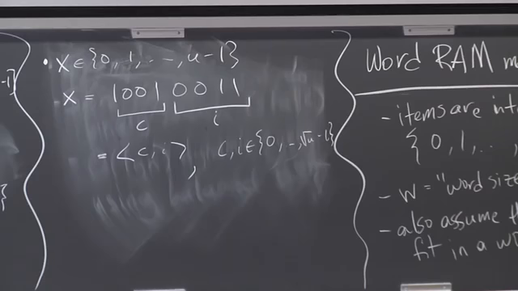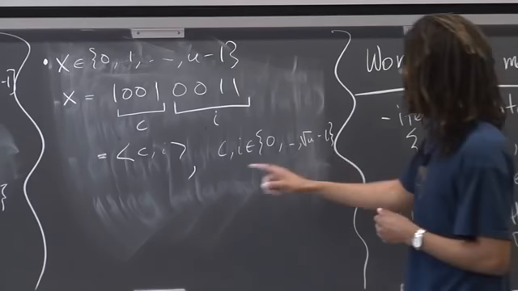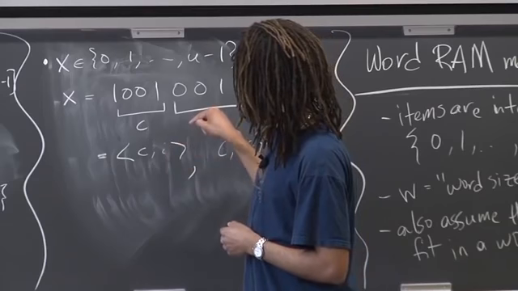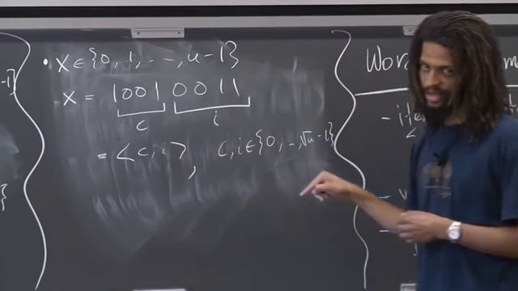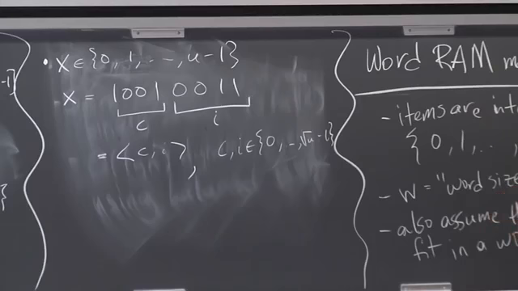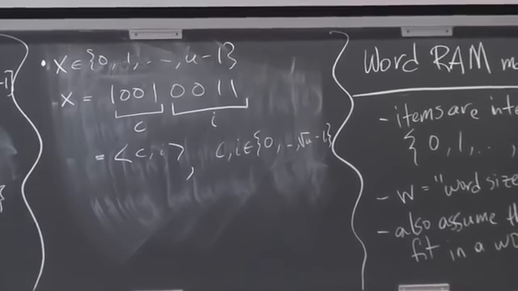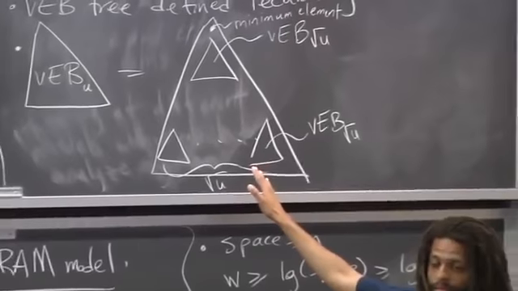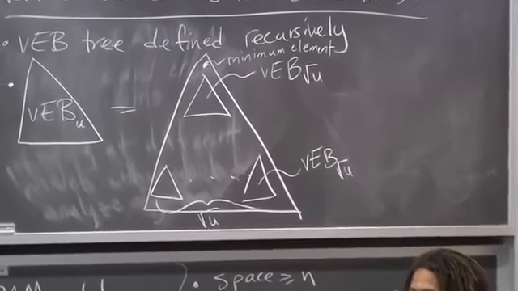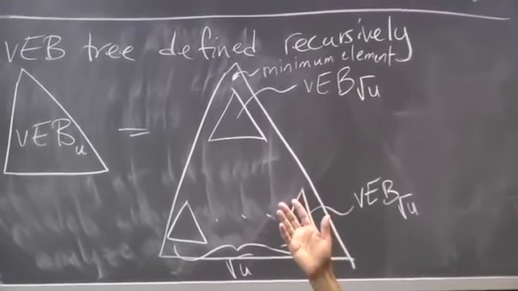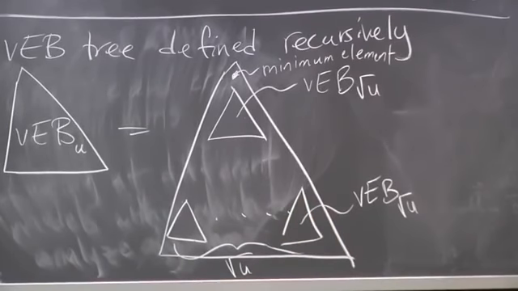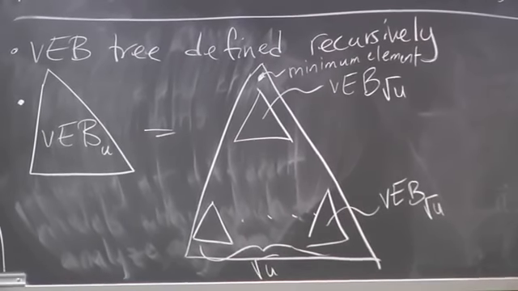I guess I didn't tell you what the summary does. Let me tell you what the summary does too. So I told you that I'll insert i into the cth cluster. Also, if the cth cluster happened to be empty when I did the insertion, I'll also insert c itself into the summary. So the summary keeps track of which clusters are non-empty. That's the point of the summary. Okay, so now how would you do a predecessor?